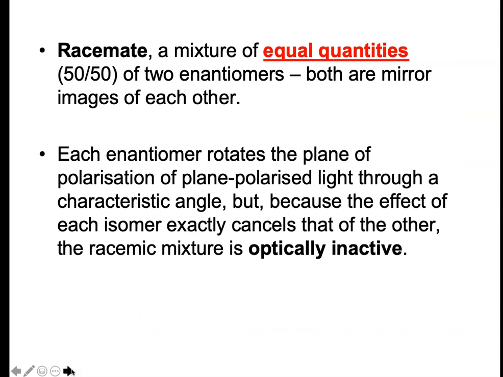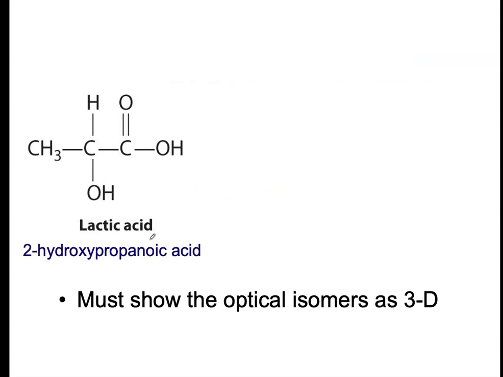Here is just a summary of what I've said. Each enantiomer rotates the plane of polarization of polarized light through a characteristic angle. But because the effect of each isomer cancels the other out, we will say it's optically inactive.